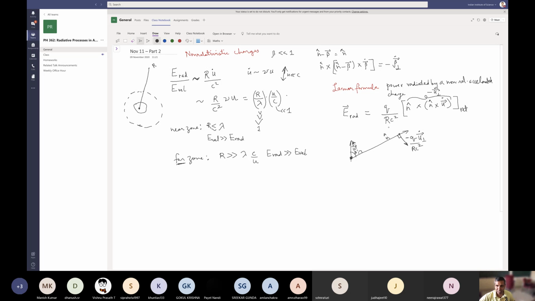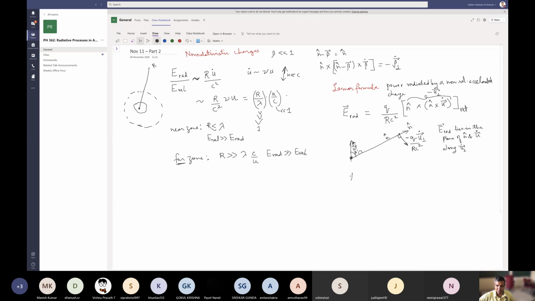Okay, so this is the electric field. This is the expression. And what about the direction? The direction of the electric field E rad in this case lies in the plane of n hat and u dot, right? And in fact, it's along u perp dot, which is in the plane of n hat and u dot. So this is the electric field, this is the n hat.